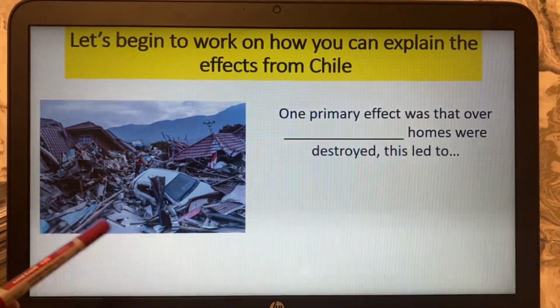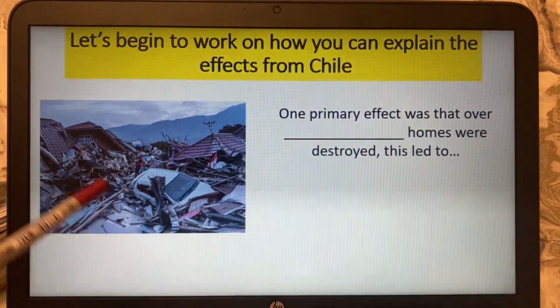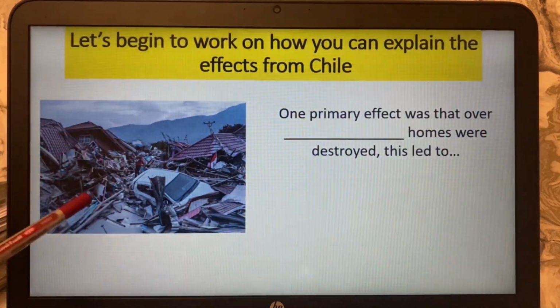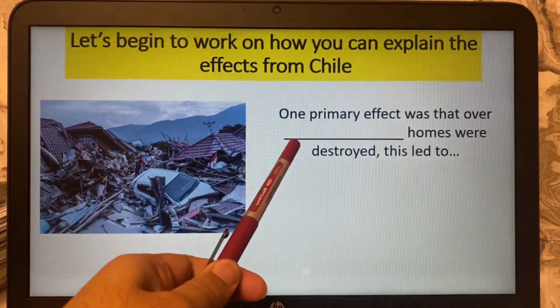The first one, the easiest one to talk about, is obviously homes being destroyed. Now, as soon as you mention that, as you can see, there's a blank word there. Knowing some stats really helps. So over 220,000 homes were destroyed. Make sure you write that down in your worksheet.